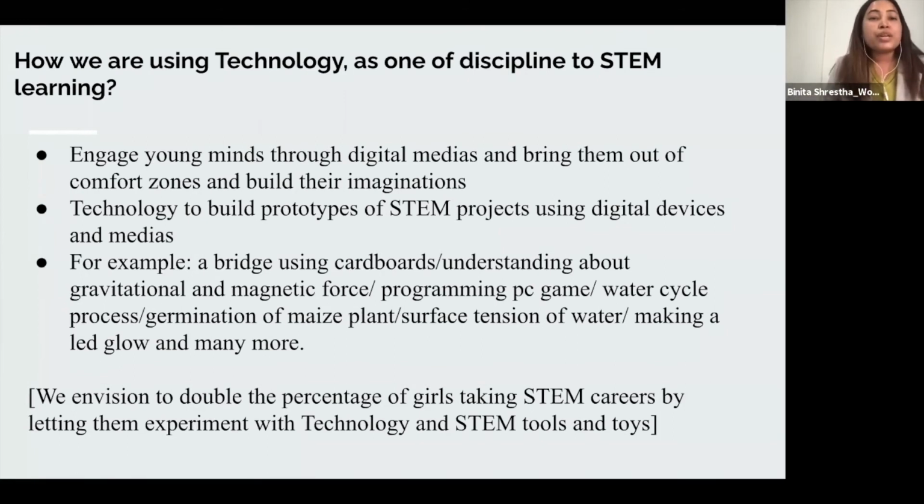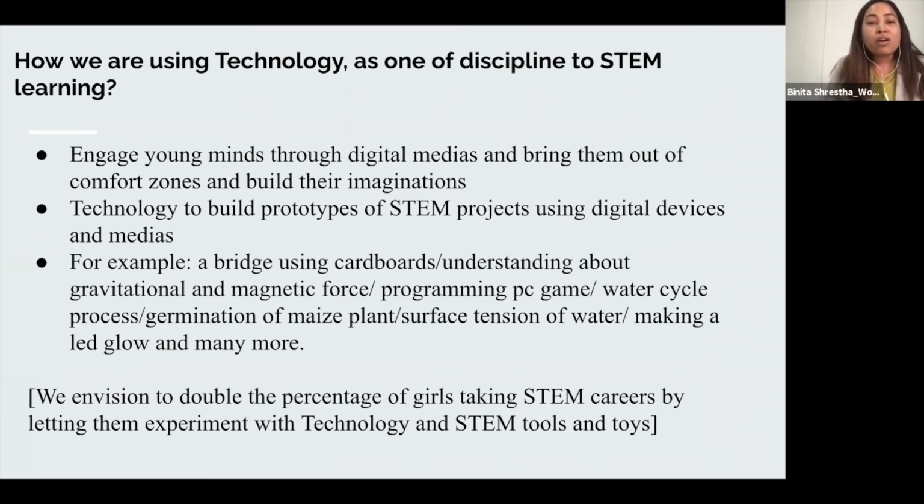Based on our experiences so far, we have been doing the same at WiSTEM to engage young minds, to bring them out of their comfort zone, build their imaginations, and prototype STEM projects. It can be anything like building a bridge out of cardboard, understanding gravitational and magnetic force, or PC programming games, or it could be the water cycle process, germination of a maize plant, or even the surface tension of water. It can be anything and many more.